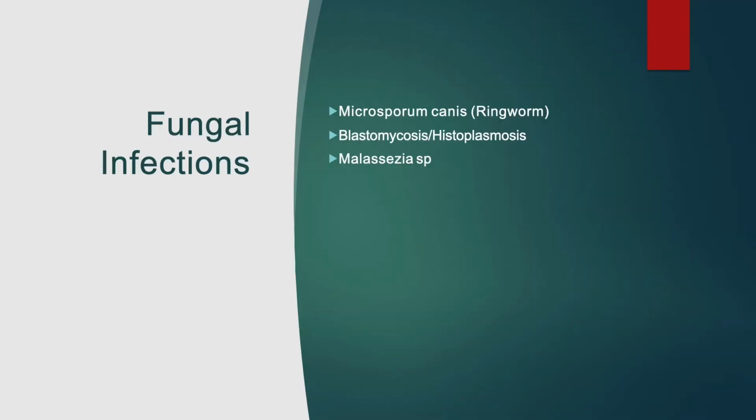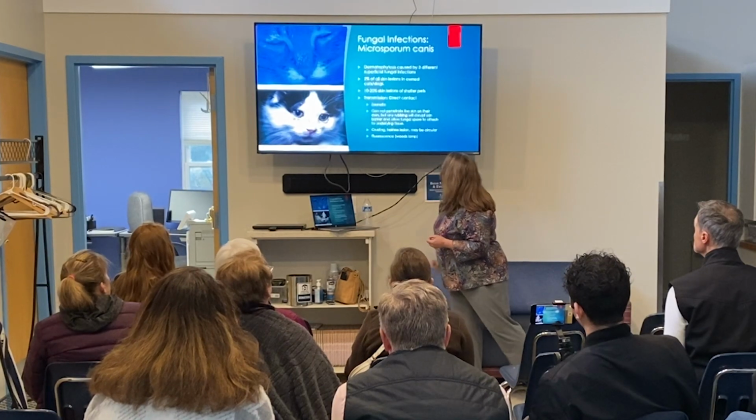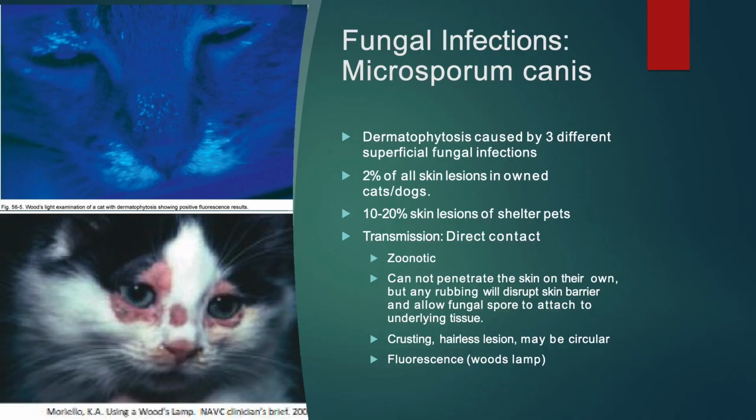And this one, Microsporum, I think I only did. Ringworm, there it is. Dogs and cats can get it. It's a fungal infection. Zoonotic, people can get it. Little skin lesions. It cannot penetrate the skin on its own. It requires some type of abrasion.